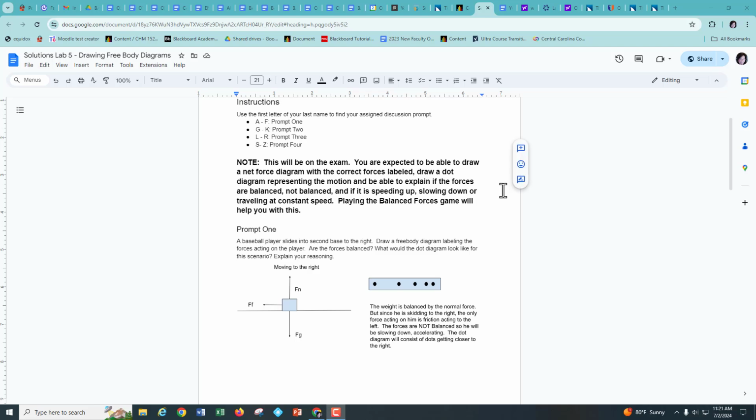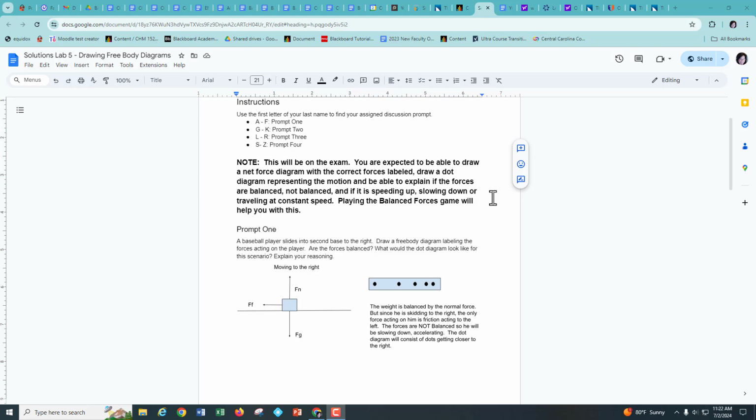All right. I wanted to talk about these free body diagrams because you are going to see these concepts on the exam. This will be a big part of the exam, actually. So in prompt 1, you had a baseball player sliding into base. This is based on the balanced and unbalanced force app game that you have access to in your course, and this is basically taken straight from it.